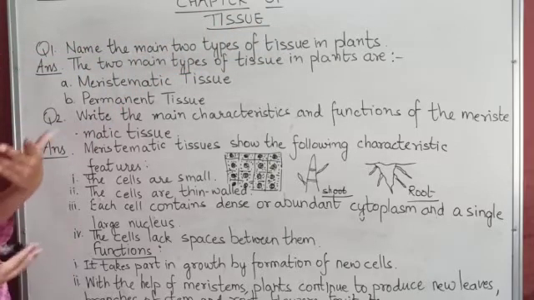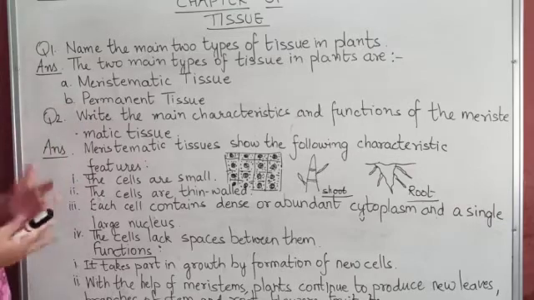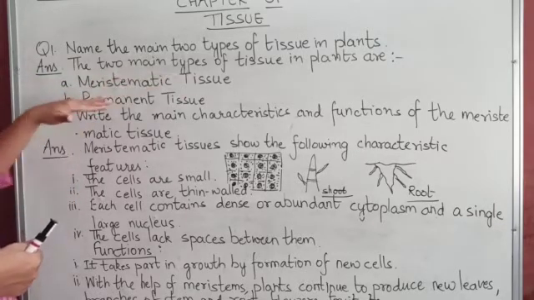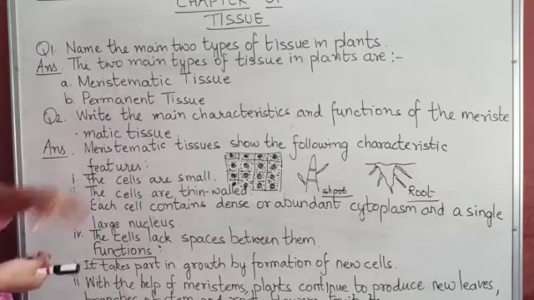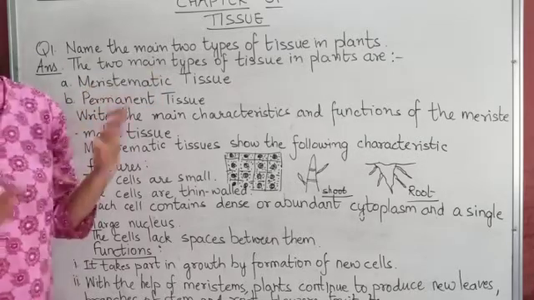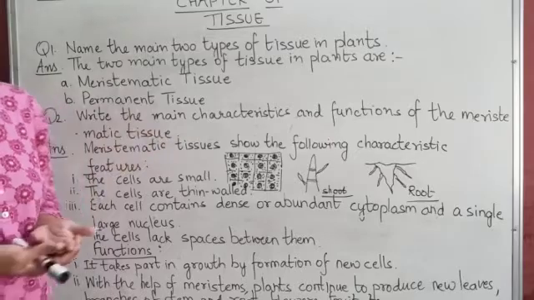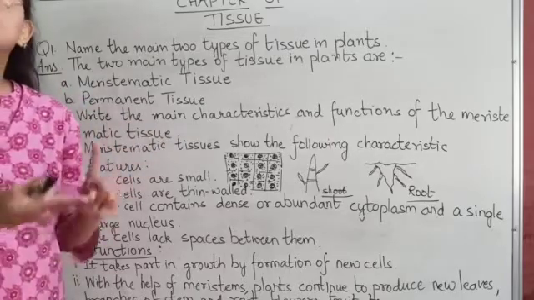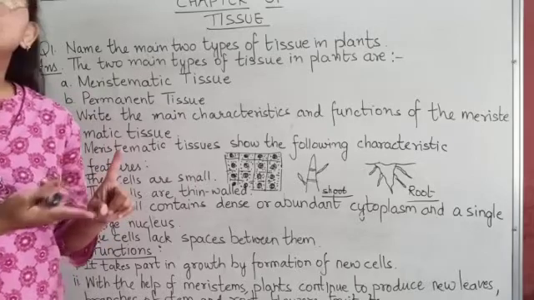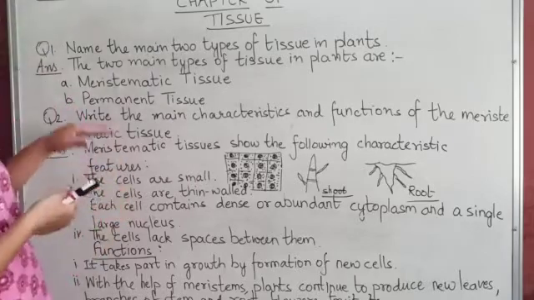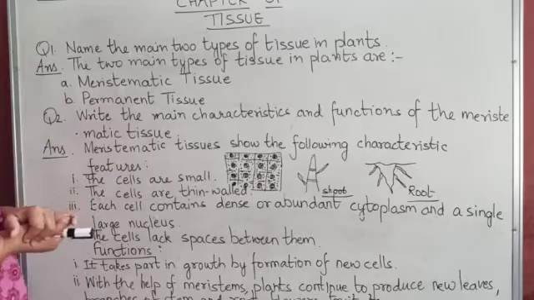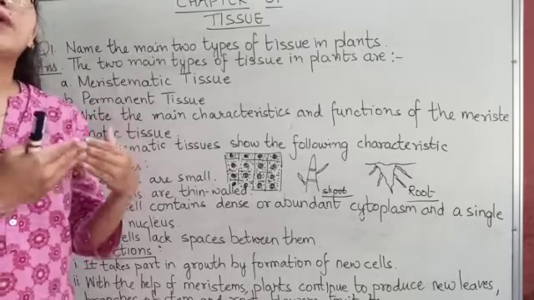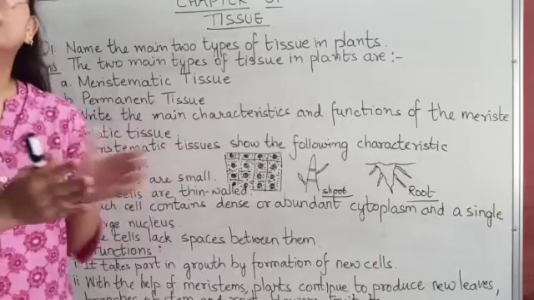There are mainly two main tissues in plants. They are meristematic tissue and permanent tissue. Meristematic tissue is also known as growth tissue, and it is mainly found in the growth regions like root and shoot. These tissues help the plant grow in length and in width.